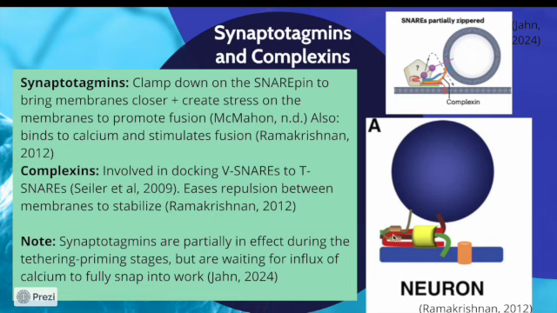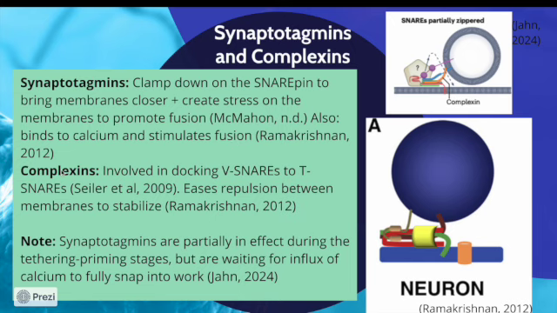Once the calcium influx happens, this is what makes the synaptotagmins really important. They're what binds to the calcium and stimulates the fusion. So they're the receptors of that calcium signal that helps the SNAREs fuse together and actually release the neurotransmitters.